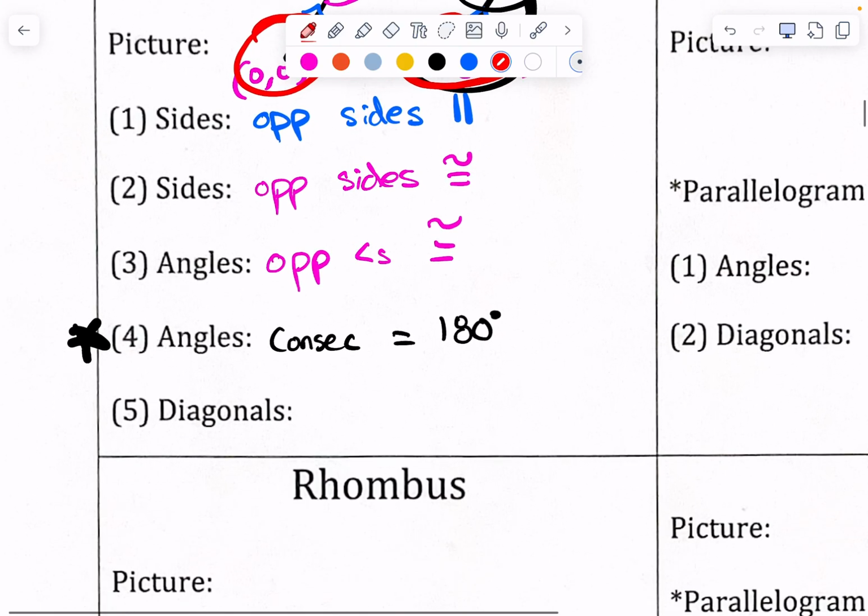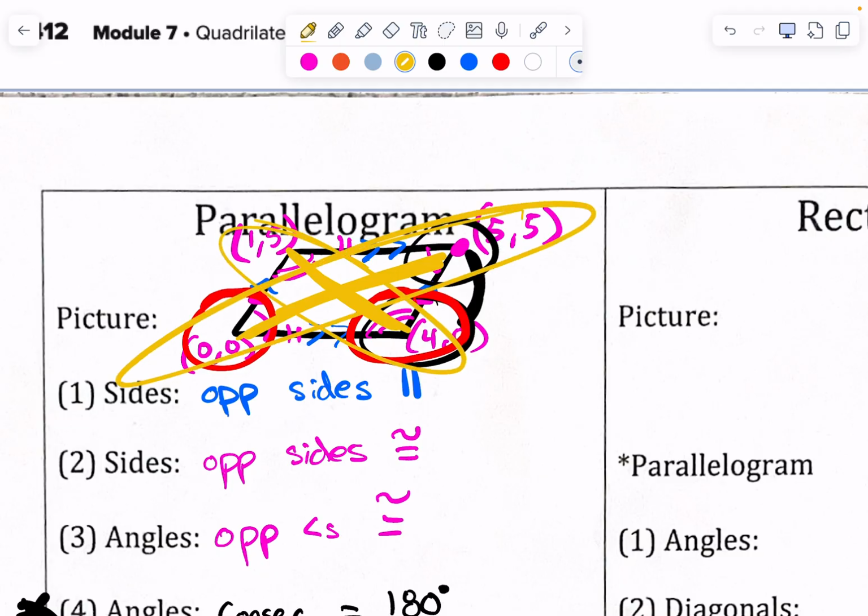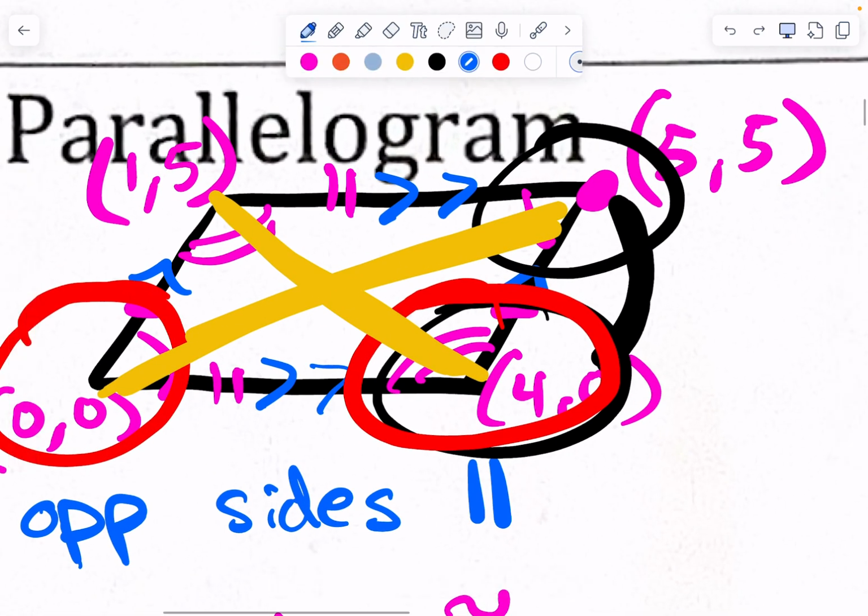Okay, and then what's true about the diagonals? Diagonals are these guys. Are they the same length? No. Like this one's longer than this one, right? You can see that, hopefully. But they do bisect each other. So this is the same length as that, and this one's the same length as that.